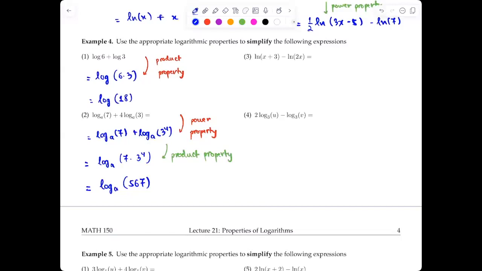Number 3. You have a difference, combine them together, you're going to have a quotient. So this is ln of x plus 3 over 2x. We apply the quotient property.